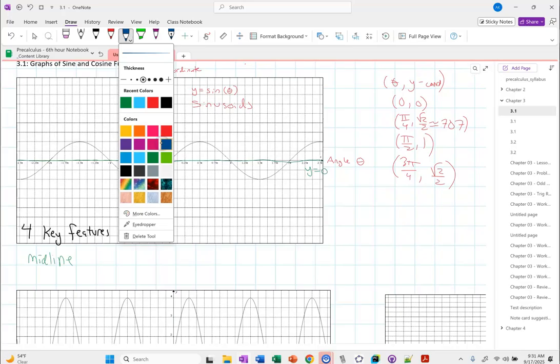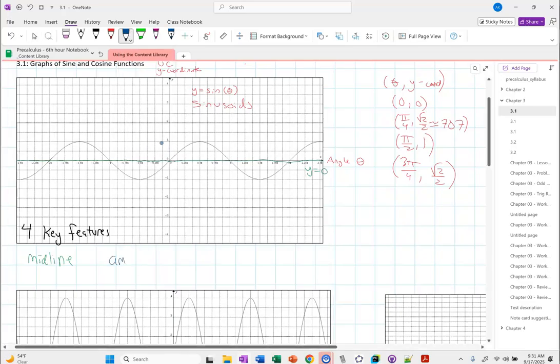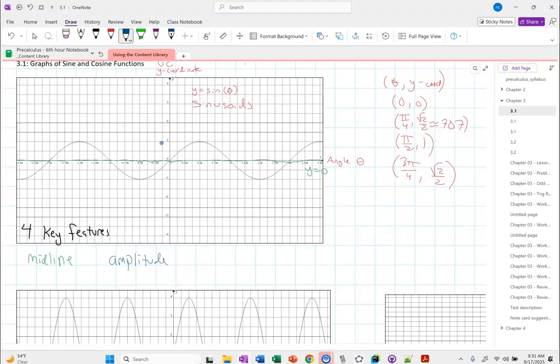So the midline's the x-axis? In this picture, yes. So it's the line that divides the graph in half vertically. So you have the same amount of graph above it as you do below it. Does that make sense?